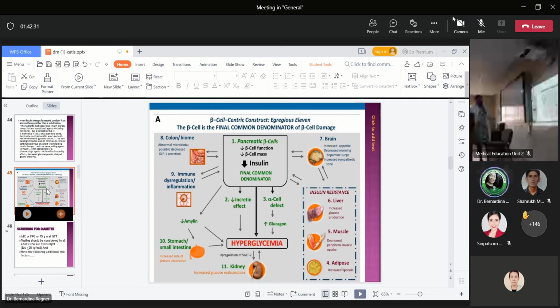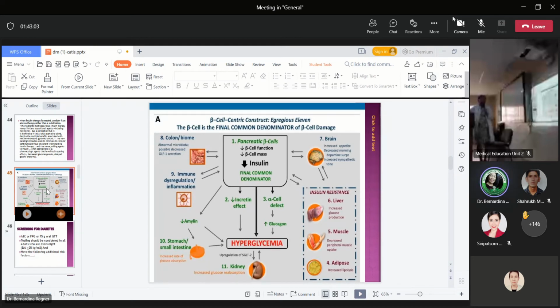Okay? Number 9, immune dysregulation. You have here inflammation. What is considered as an anti-inflammatory hormone? Can you still remember? GLP-1, di ba? I mentioned that. And then decreased amylin. Decreased amylin. There, I mentioned an amylin analog. What is that amylin analog? Pramlintide. Very good. You have remembered it, huh?